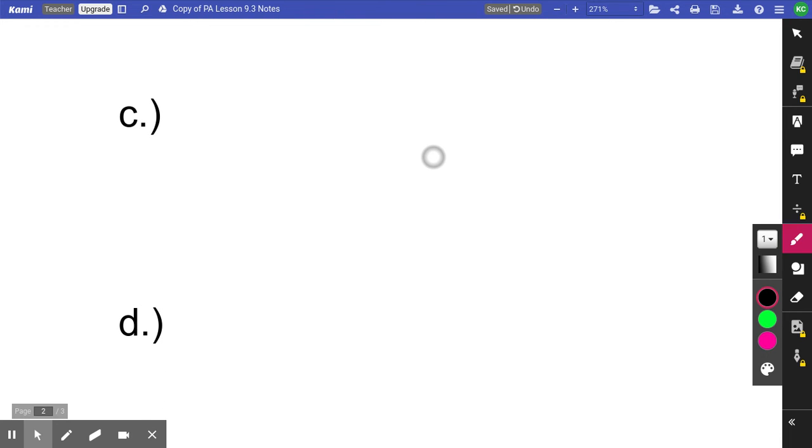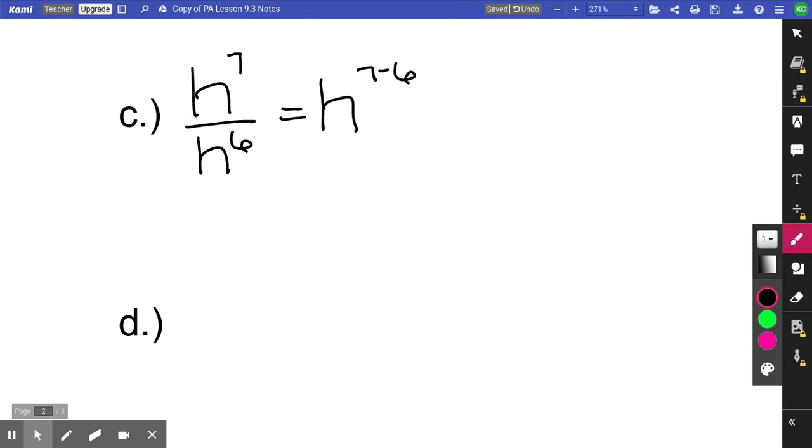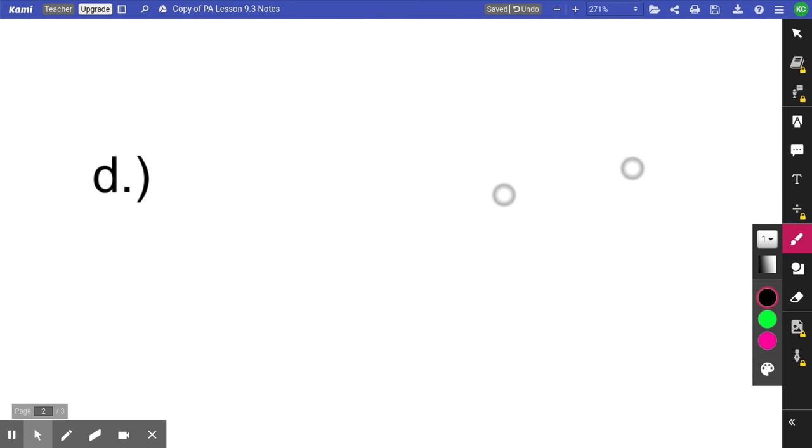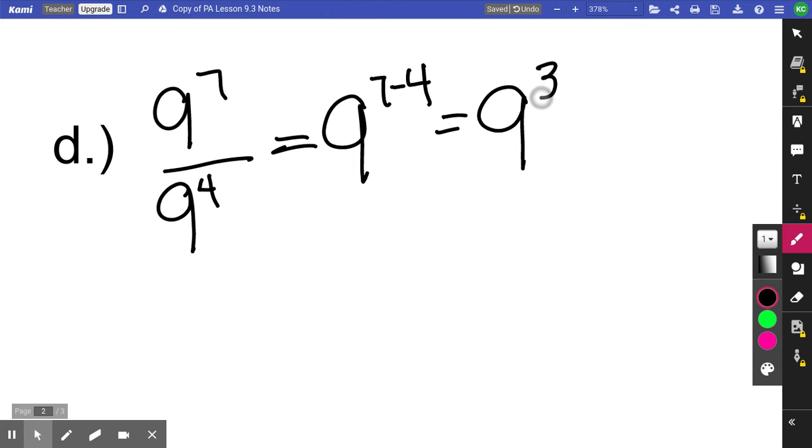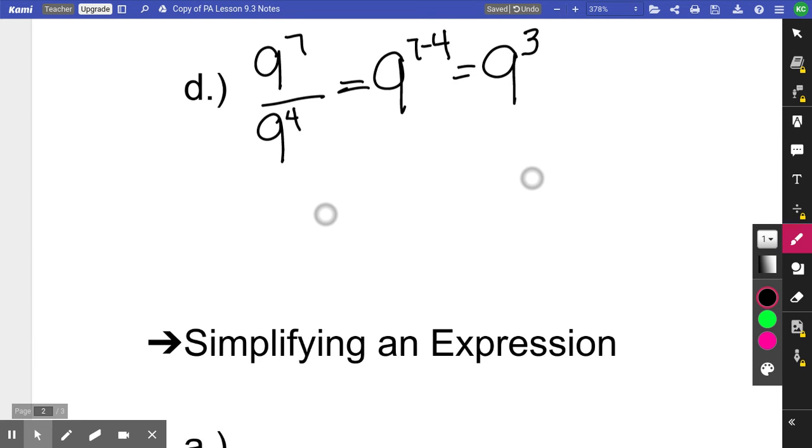Okay, letter C. I have h to the 7th over h to the 6th. Bases are the same, so I'm going to take h to the 7th minus the 6th, which is going to give me h to the 1st, which is the same thing as h. And finally, I have D. So I'm going to have 9 to the 7th over 9 to the 4th. My bases are the same, so it's going to be 9 to the 7th minus the 4th, which is going to give me 9 to the 3rd. Okay, so whenever we're dividing with bases that are the same, I just subtract to get my final exponent.